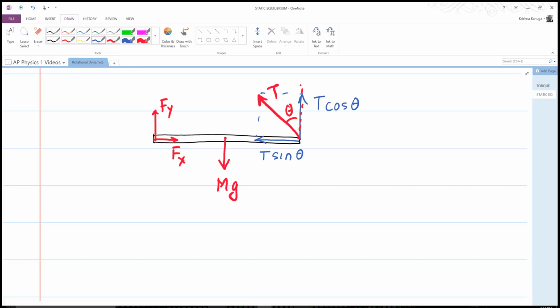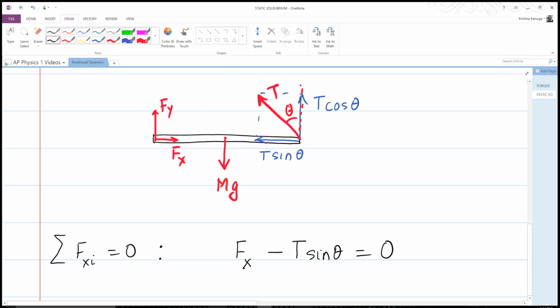Alright, so we have all our things, and this would make life easy in calculating stuff. The first thing we'll do is take the summation of Fx equal to 0, all the forces along the x direction. In the picture, there are only two forces acting along the x direction, Fx and T sine theta, and the way we've drawn them, these two are opposite each other. So we have the condition Fx minus T sine theta is equal to 0.